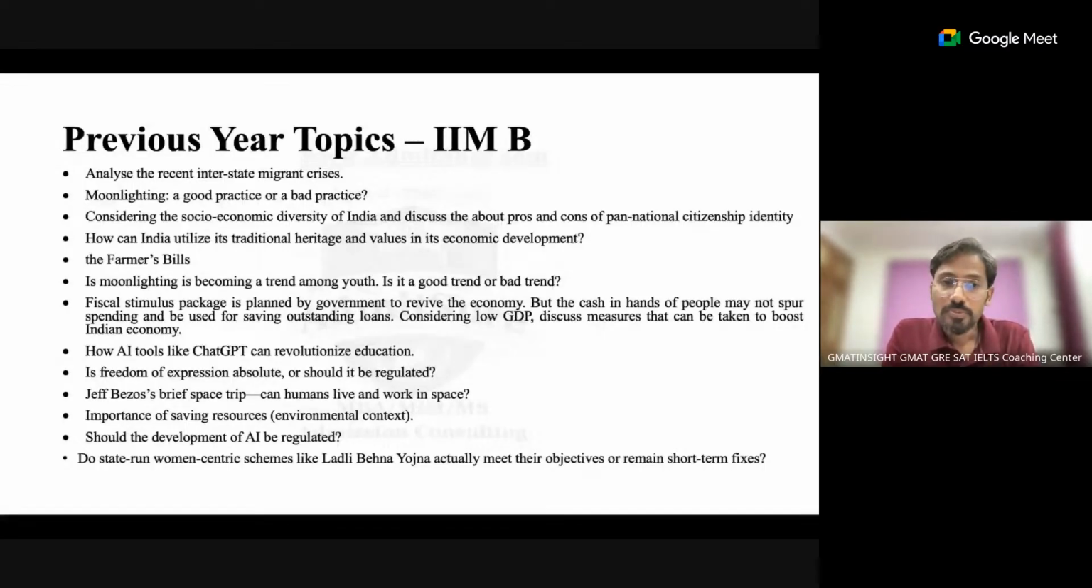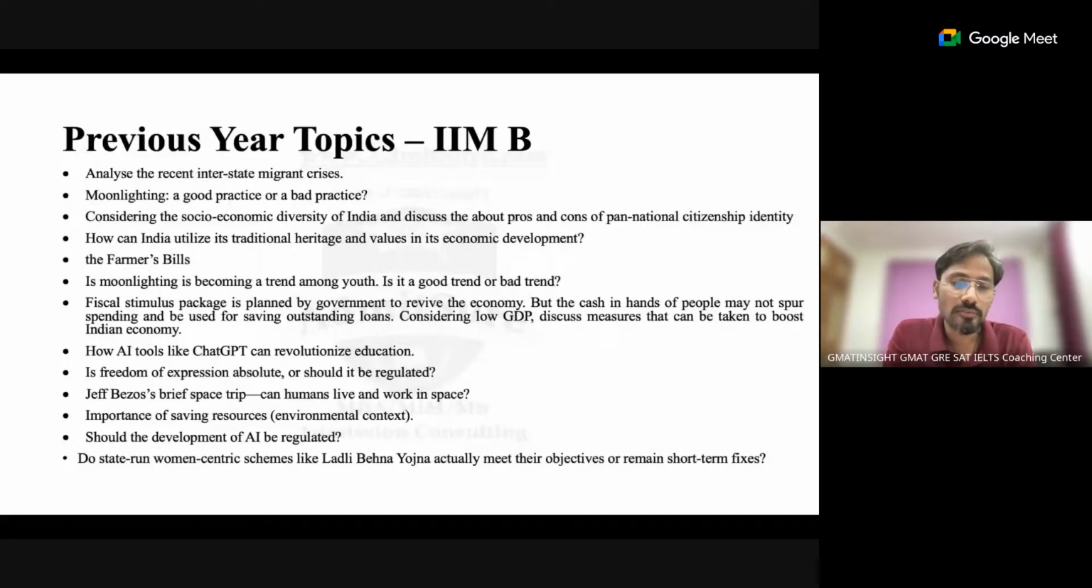Is freedom of expression absolute? This is a kind of topic in which some political ideas can be used. One thing you have to keep in mind: if any WAT comes which may have some relevance to politics, it's very important for you to remain politically neutral, even if you have certain biases in that arena. Nobody likes political views to overtake your logical skills.